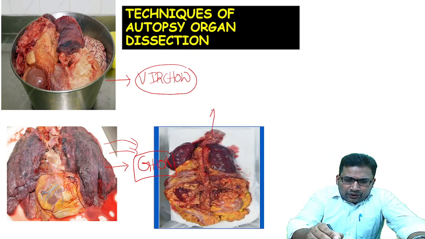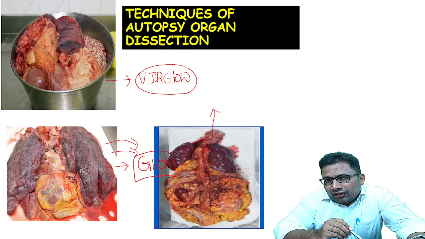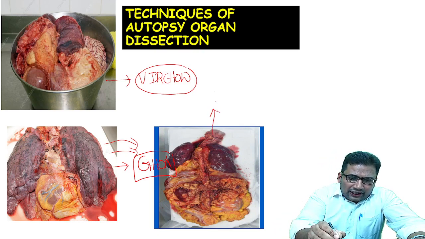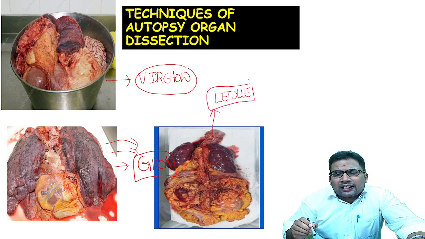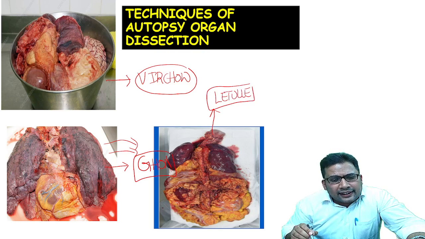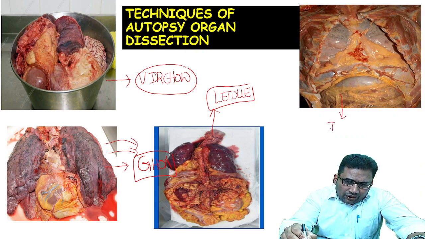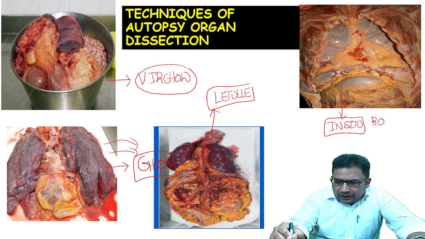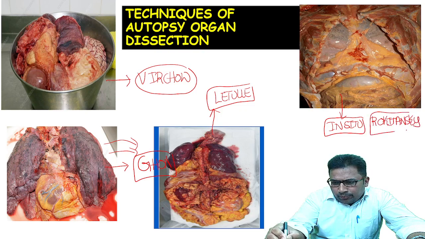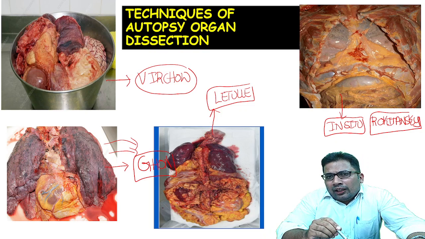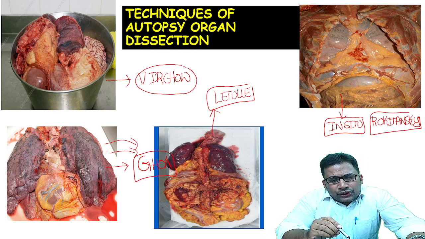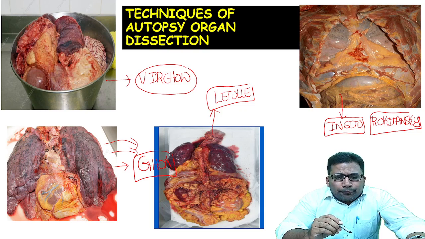And the third one is known as the en masse technique, that is the Letulle technique. So in NEET PG the question was asked about Letulle. The best technique is Letulle, the most common is Virchow. And in situ dissection is known as the Rokitansky technique. This is a very important topic taken from the medico-legal autopsy chapter. The question is simple.